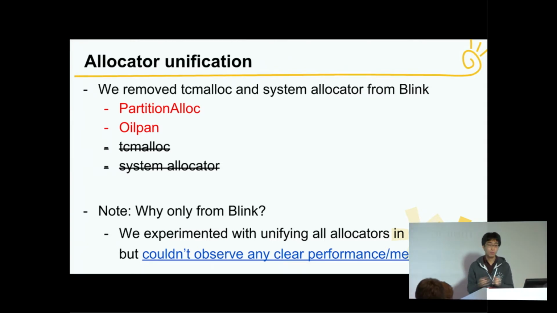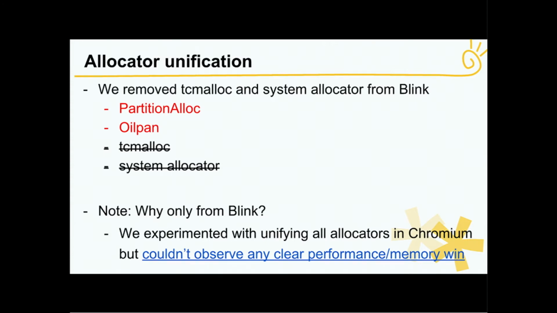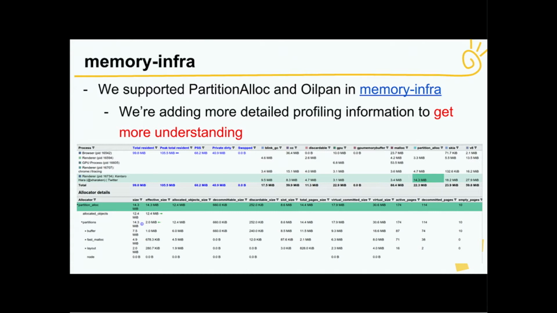So here is one question. Why did we remove TCMalloc and system allocators only from Blink? Actually, we experimented with unifying all allocators in Chromium with PartitionAlloc, but we couldn't confirm any clear performance or memory win of doing the unification. Some benchmarks got better, but some benchmarks got worse. So we decided to do the replacement only in Blink at the moment. Maybe in the future, we want to do the unification in Chromium, but at the moment, I'm not sure.